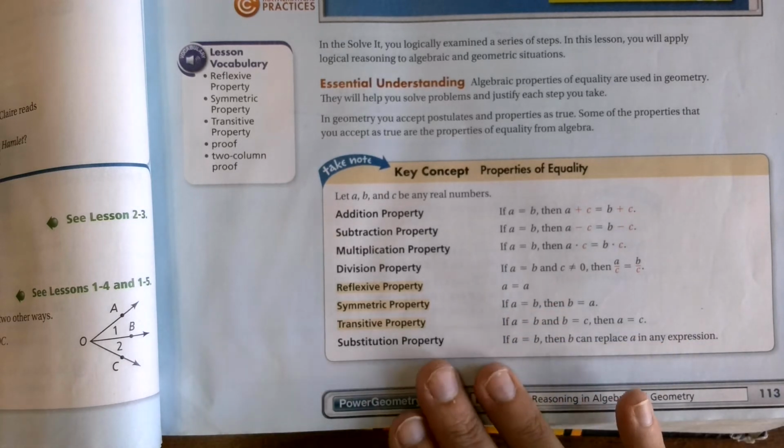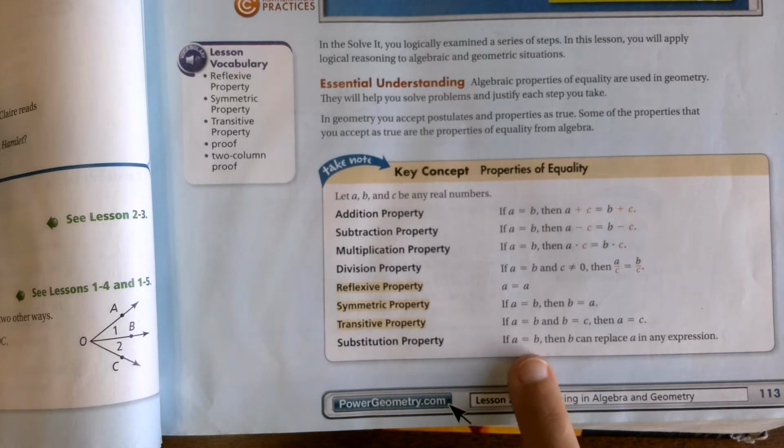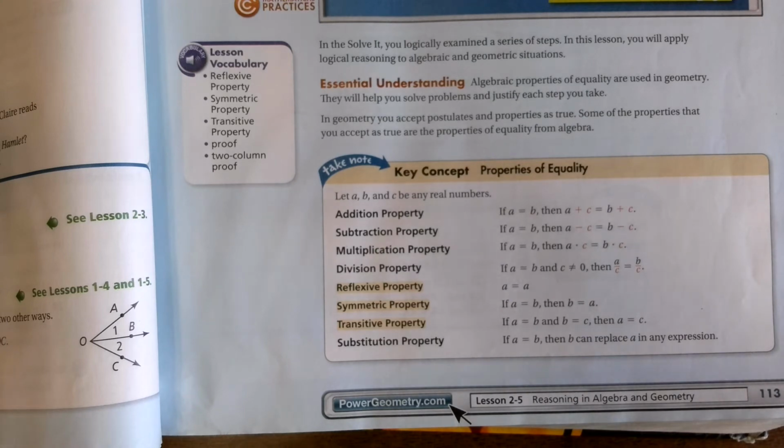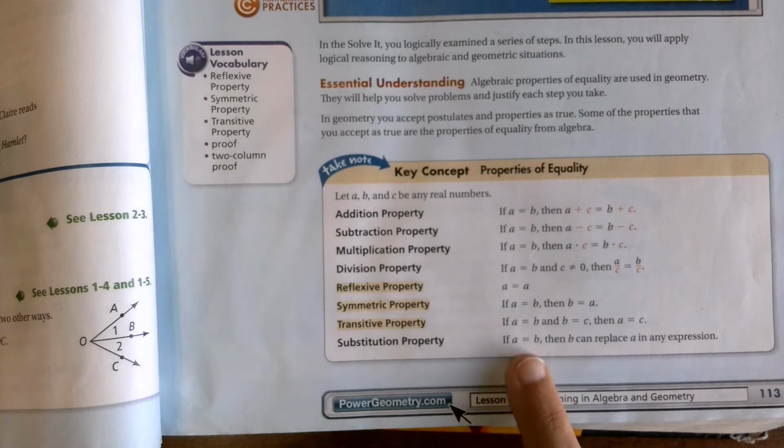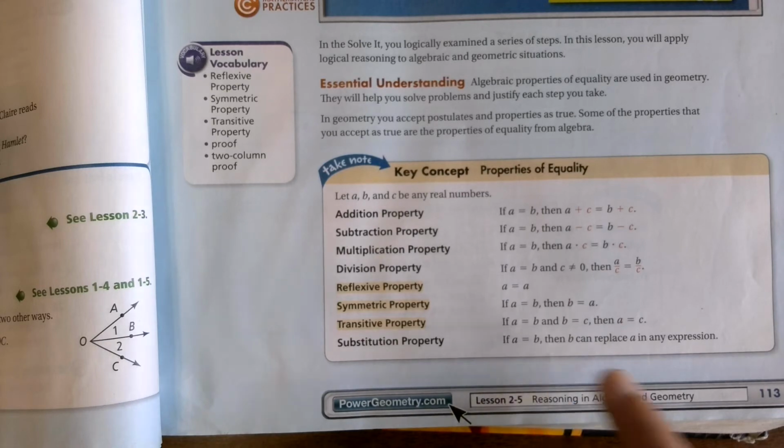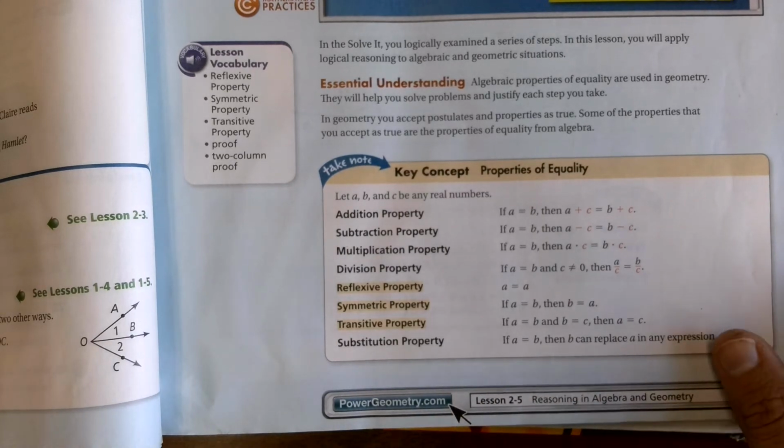Our last one, substitution property, if we have stated that something equals something else, then I'm allowed to replace either one of them for the other in any expression. So if I tell you that A equals 7, I'm allowed to replace 7 anywhere where I have A, or vice versa. If there's some reason that I want to replace 7 with A, I could do that as well. So B could replace A, and also A could replace B.